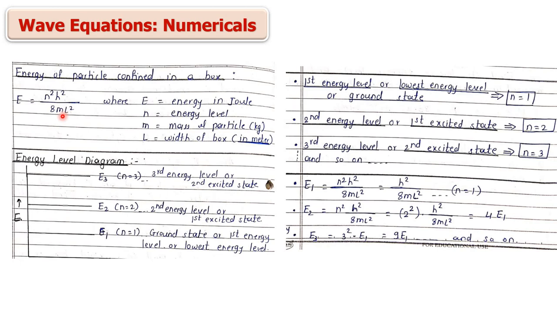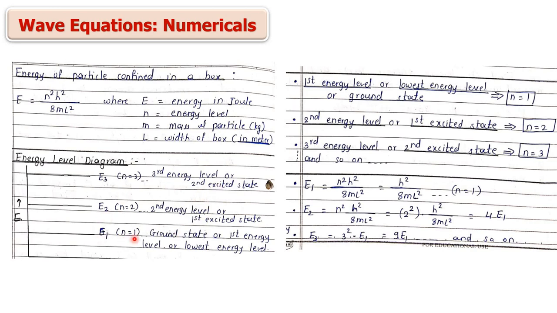The particle which is given in the numerical, you have to see very carefully. Suppose an electron is confined in a box, you have to take the mass of the electron. If a neutron is there, you have to take the mass of the neutron. You are making mistakes here, right? You have to see which particle is given in the numerical, and the mass of that particle you have to put in the formula. Then L, the length or width of the box, should be in meter. Generally this width would be given in angstrom, so you have to convert that into meter and then use that value in the formula. So the simple formula is n square h square upon 8 m L square.